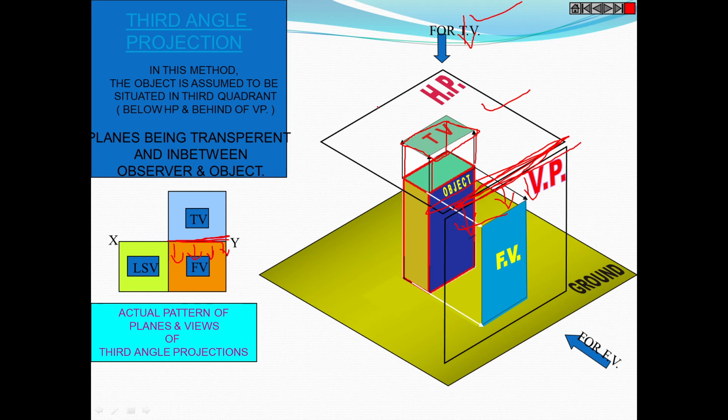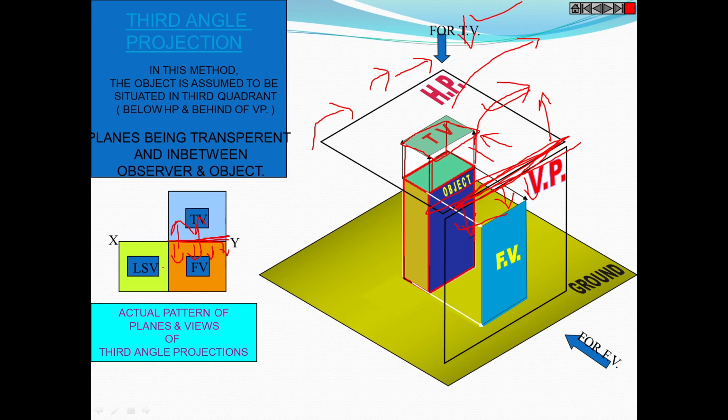Okay, and as the HP, horizontal plane, rotates in clockwise direction, we get the top view above the xy line. The top view will rotate above the xy line. So the top view also will rotate here. So you can see the top view above the xy line.